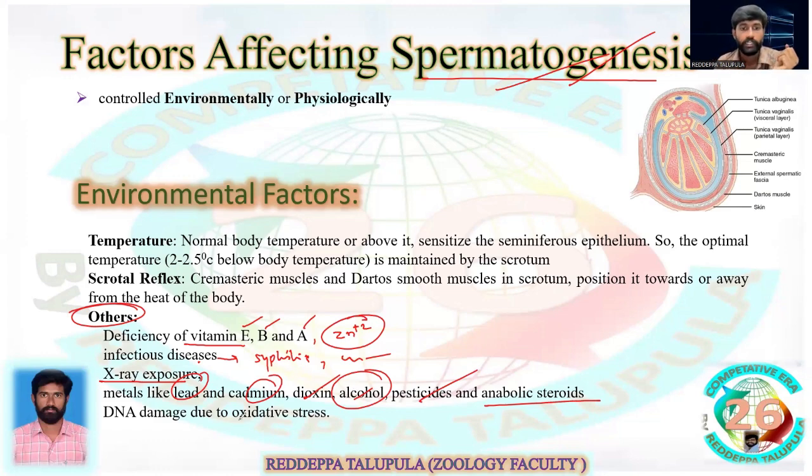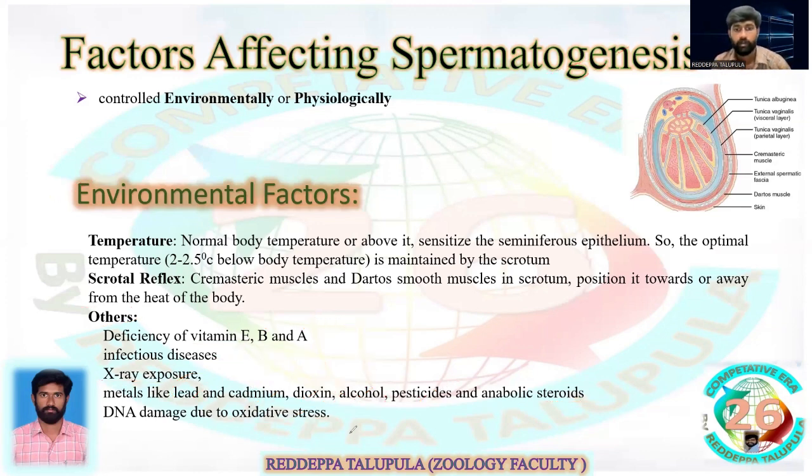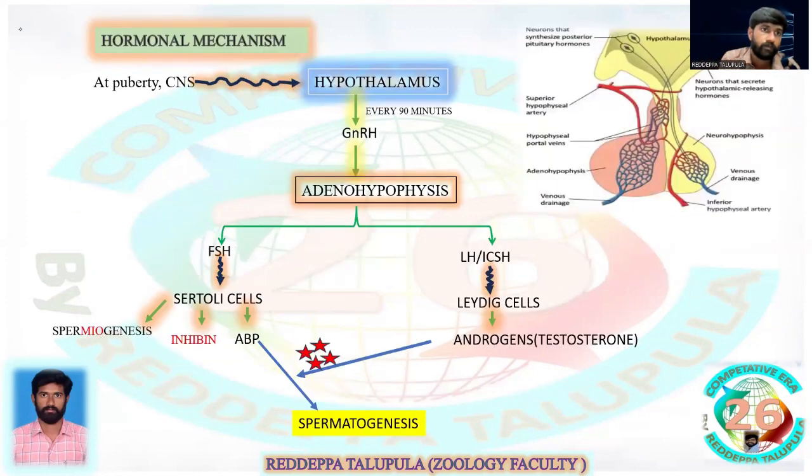Okay. Next, oxidative stress also causes DNA damage. So when DNA is damaged, the proteins that need to come from the gene will not be translated or produced during transcription and translation. So the signals required for spermiogenesis are not generated. Thus, spermatogenesis is restricted. Okay, these are the environmental factors. Next, if we talk about the physiological, now we are talking about the physiological.